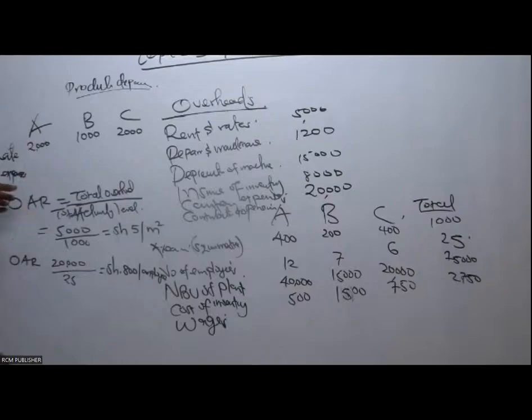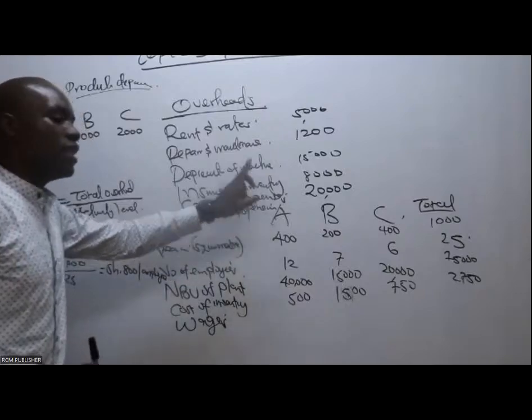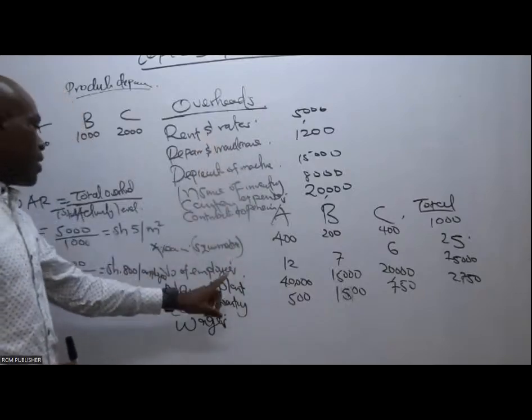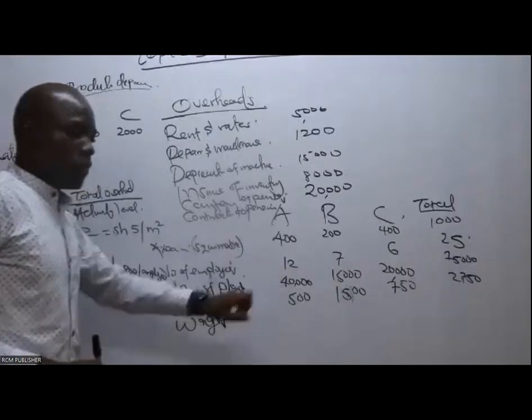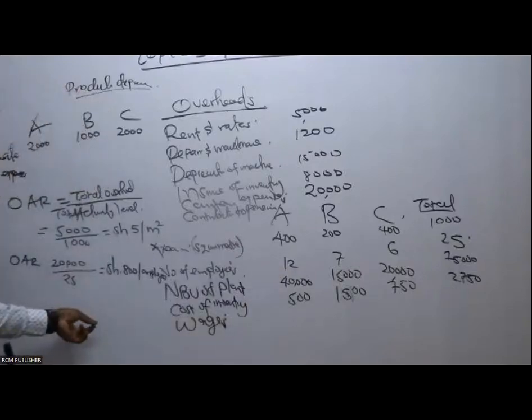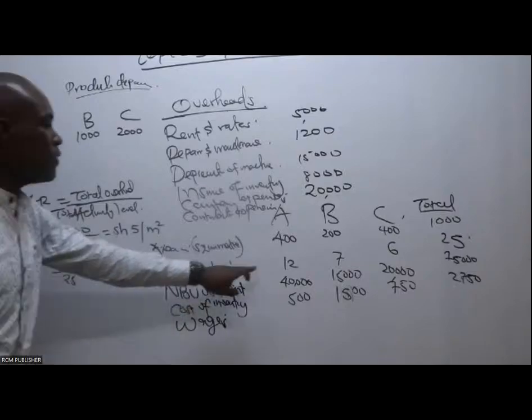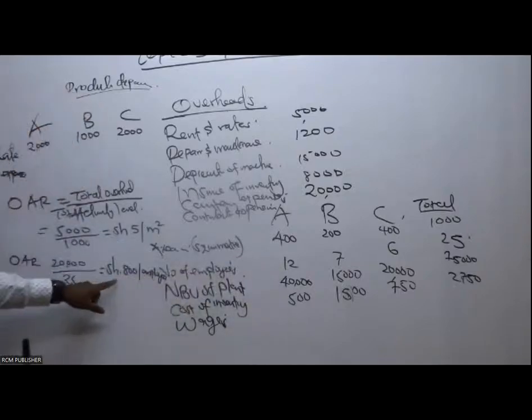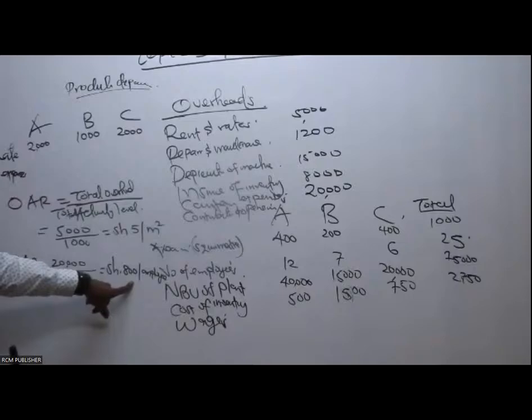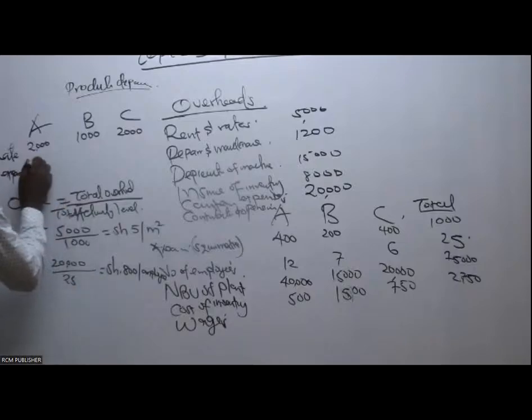And then now I come to this part. Overhead absorption rate is 800 per employee. What is Department A having in terms of number of employees? I have 12. So we'll take 12 by 800. Then a good student should be able to post the answer there. 12 is the number of employees multiplied by the rate. My good student is telling me that is 9,600 for Department A.